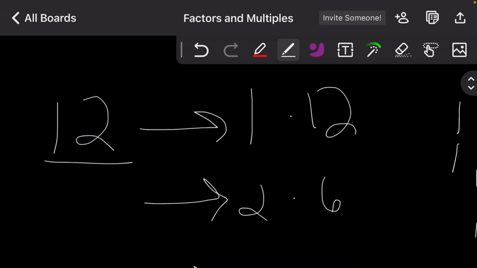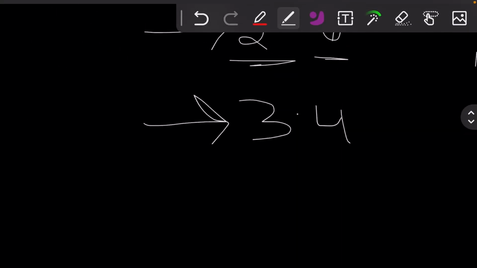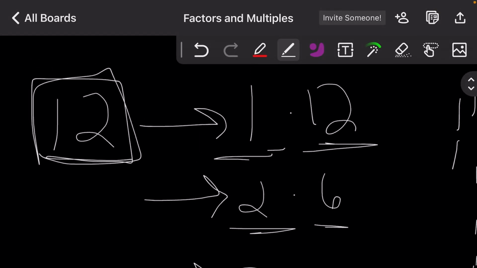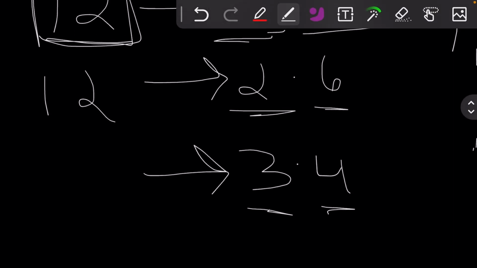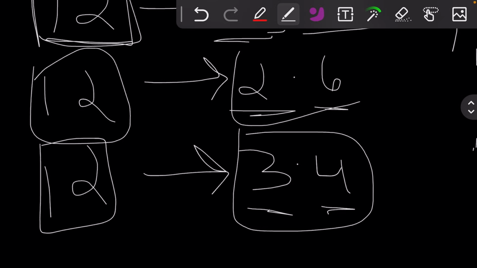Again, if we think about 12 as a movie or as a stage play, then 1 and 12 have to be involved, or 6 and 2 have to be involved, or 3 and 4 have to be involved as actors. The factors are the actors, and the number is the movie. The movie is 12. The factors have to be one of these pairs.